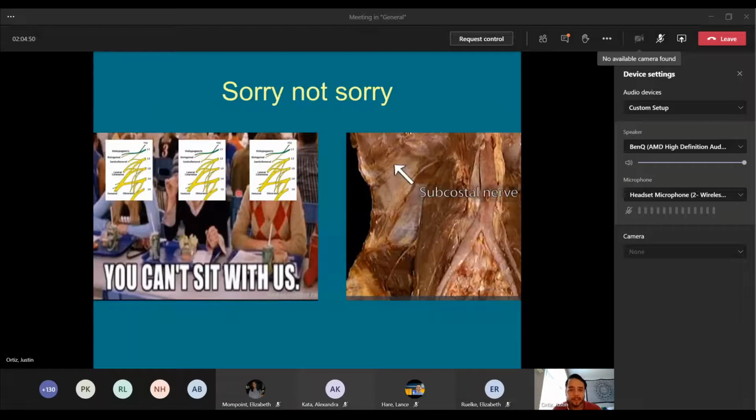Oh yeah, and this. I found this picture, and I thought it worked perfectly with the subcostal nerve. This is basically saying the lumbar plexus is like, you're not welcome. The subcostal nerve is not part of the lumbar plexus, and it's its own thing, which is why I put it right there. The subcostal nerve can't sit with us. So here's the lumbar plexus, and here's sorry, not sorry. Hopefully that helps you remember the subcostal nerve.